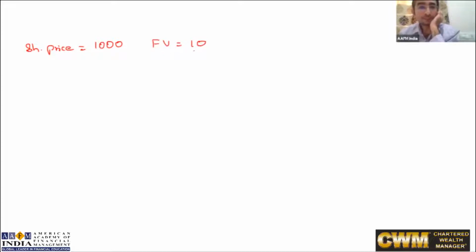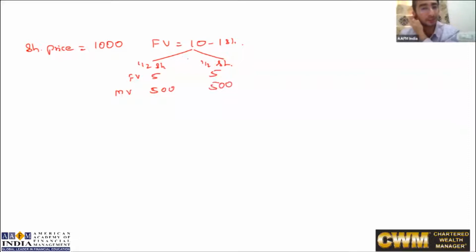Now what they can do is split this share into 2. So this is one share, and now it will become half share. There will be 2 units, each equivalent to half share. So the face value will become 5 rupees, 5 rupees. And when the face value becomes 5 rupees, the market value will also become 500 rupees, because that one share has got split into 2. You will see that the share price in the market would also come down from 1000 rupees to 500 rupees. So this is called stock split.